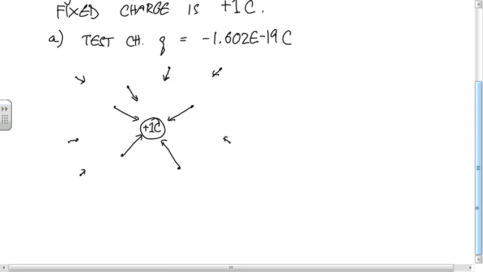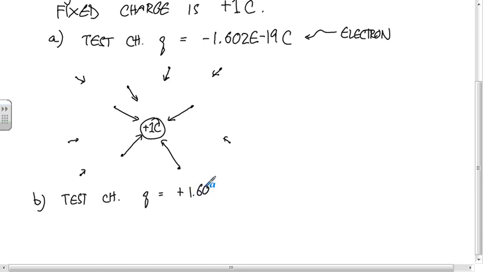Okay, so now let's think about the same fixed charge, but now we have a different test charge. This was an electron. Now we have a test charge of positive 1.602 times 10 to the minus 19 coulombs. What's this? That's a proton. It's also an anti-electron, but we're not going into that stuff in this class.